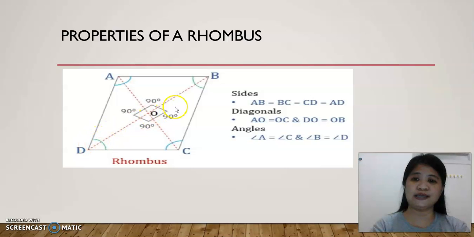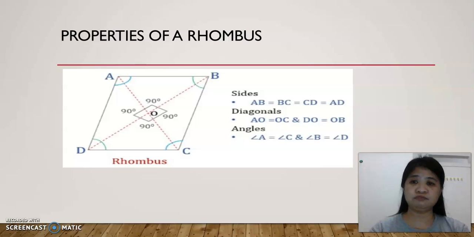However, when you draw the diagonals here, they cut each other into half, or when you fold it, AO is equal to OC, and OB is equal to OD. For the angles, angle A will be the same as the opposite angle, which is C. Then angle B will be equal to the opposite angle D. So same properties as a parallelogram.